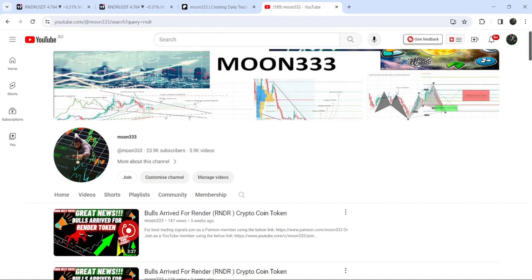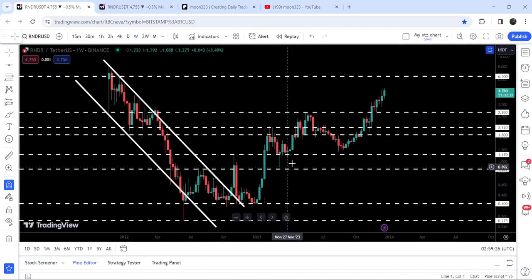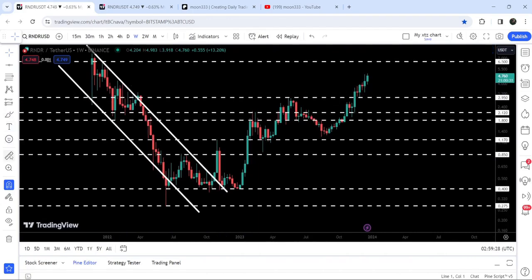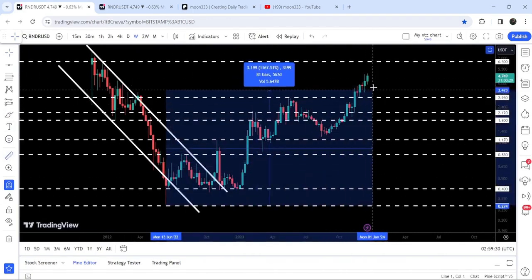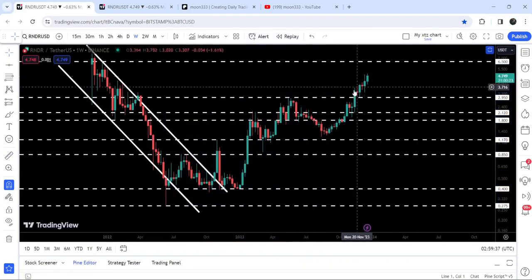For the past several months, I have been showing you a very big down channel that Render has formed on a weekly time frame chart, and I've been telling you that once Render will be able to break out that channel, then we can expect a very long-term rally to the upside, and you can see that after the breakout, it rallied very well. If I place this measurement tool from this low to this high, then you can see that so far it has rallied almost 1718% and still moving to the upside.